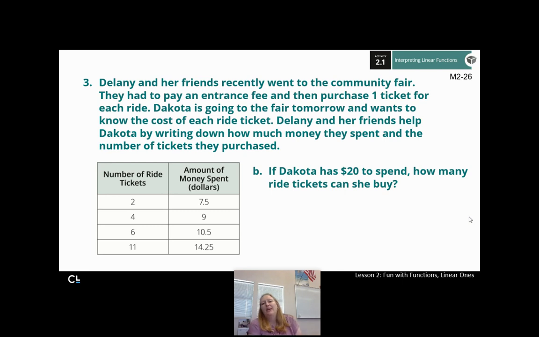Good to know. So here's the deal now. We're going to mess with you a little more. If Dakota has $20 to spend, parents gave her $20 to go spend at the fair, how many ride tickets can she buy? And remember, part of that $20 has to include what it costs her to get into the fair. So go ahead and hit pause, play with this, see what you can do, and then hit play when you're ready to check your work.